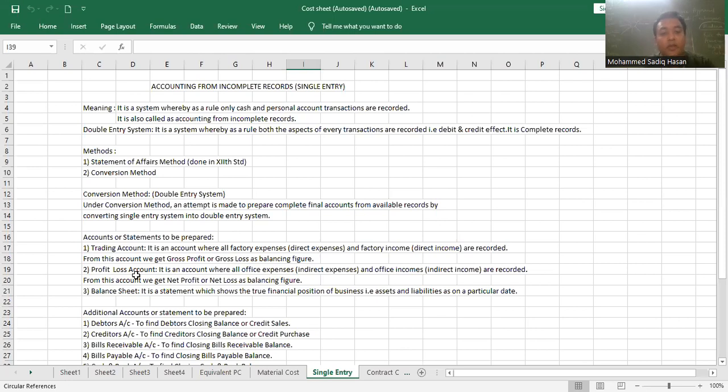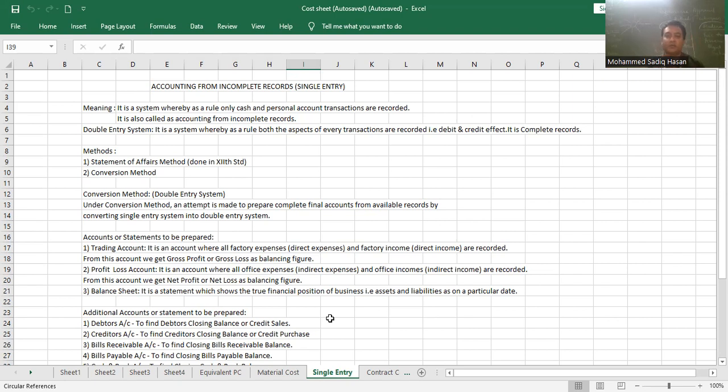What is the profit and loss account? It is an account where all the office expenses, that is indirect expenses, and office incomes, that is indirect incomes, are recorded. From this account, what do we get? We get net profit or net loss as the balancing figure. Is this clear? So now this is the next part.